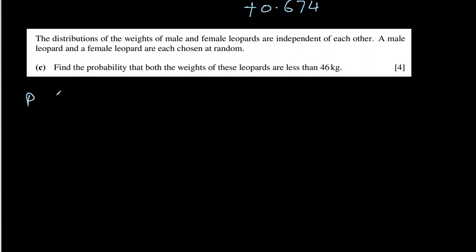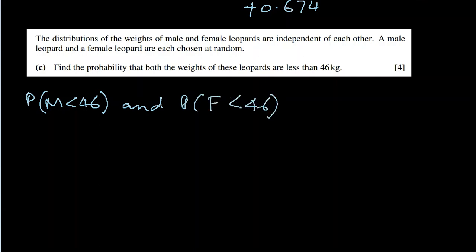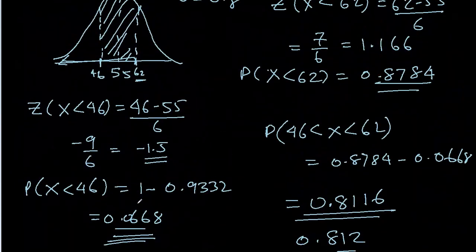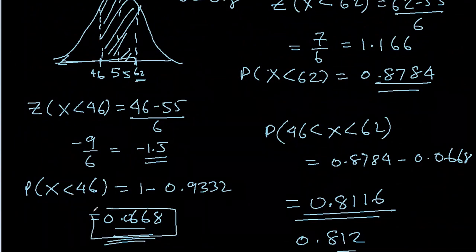So we have to find the probability that male leopard, let's call it M, is less than 46, and the probability that female is also less than 46. So we will multiply their probabilities because there's an "and" and they are independent. When the events are independent, we can multiply them. Let's see if we have 46 already in our previous parts. Yes, we have here.